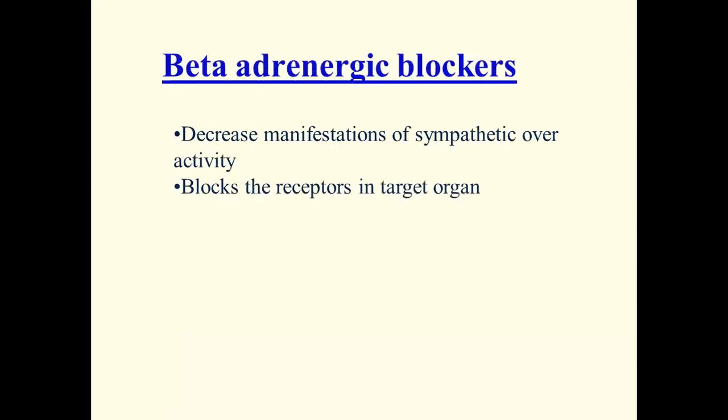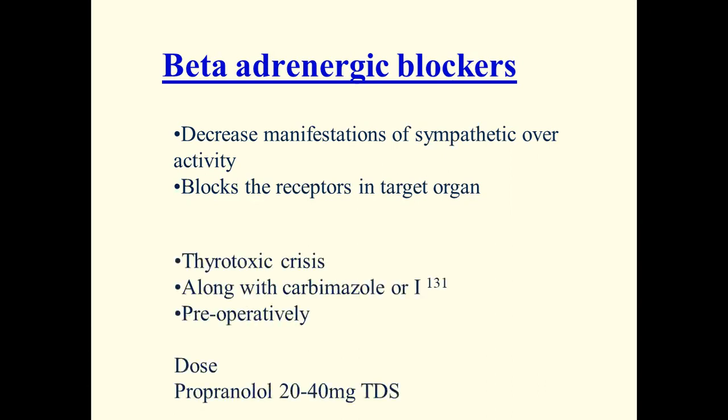The third group of drugs are the beta blockers. Beta blockers reduce the sympathetic overactivity, and at the same time they prevent peripheral conversion of T4 to T3. Propranolol is the drug that is commonly used, 20 to 40 milligram TID. Its primary use again is preoperatively to make the patient euthyroid, so it's used along with an antithyroid drug like carbimazole. Similarly, it is also used in thyrotoxic crisis.